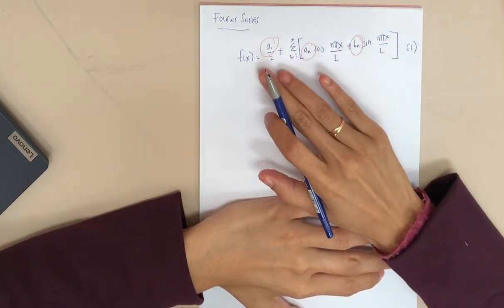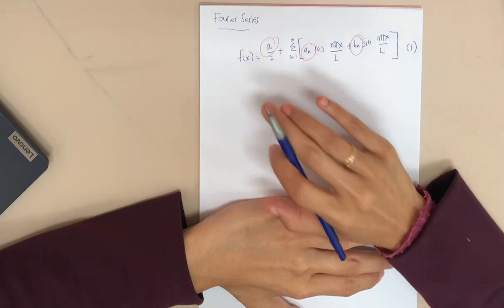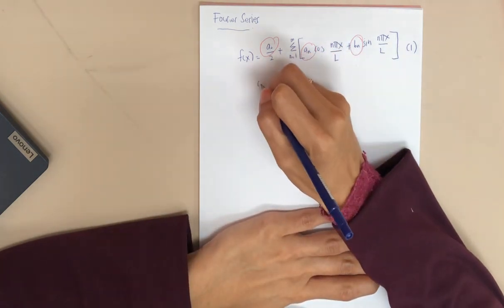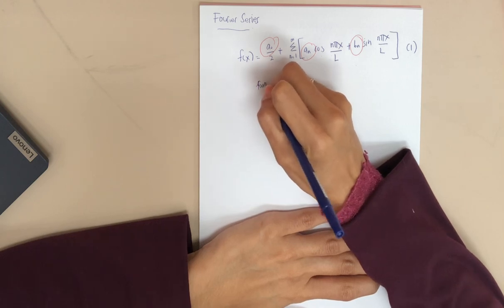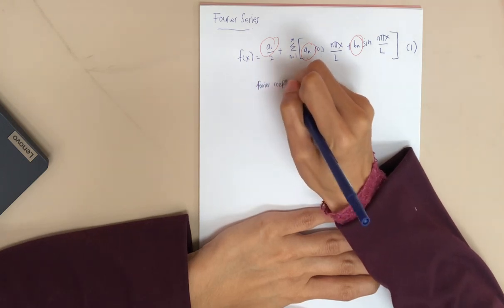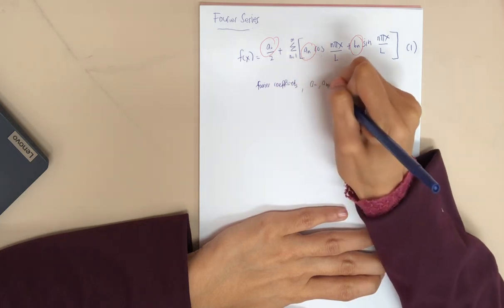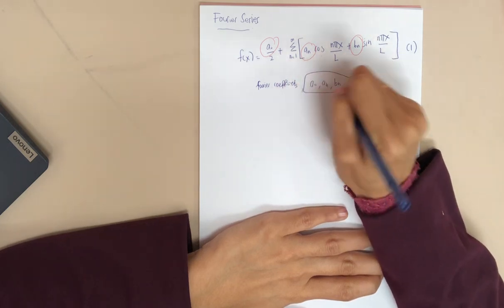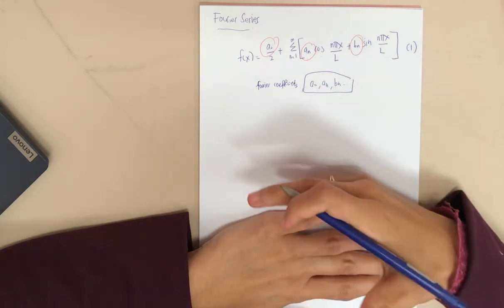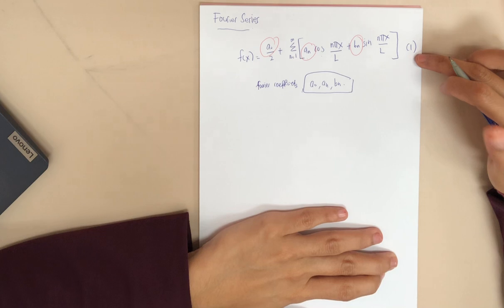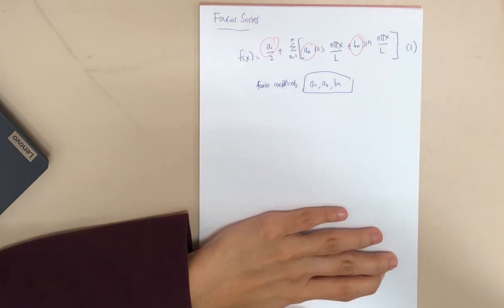They have three terms or three coefficients that I circled in red here, we call them the Fourier coefficients, which are a0, an, and also bn. So this we call a Fourier coefficient. This equation 1 is the general equation for the Fourier series.